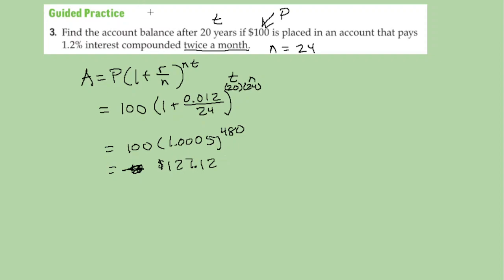Compounding interest can really work for you for investments, and it can really work against you the same way for credit cards and things like that. So yeah, this is interesting stuff. Hope this made sense, and have fun solving these.